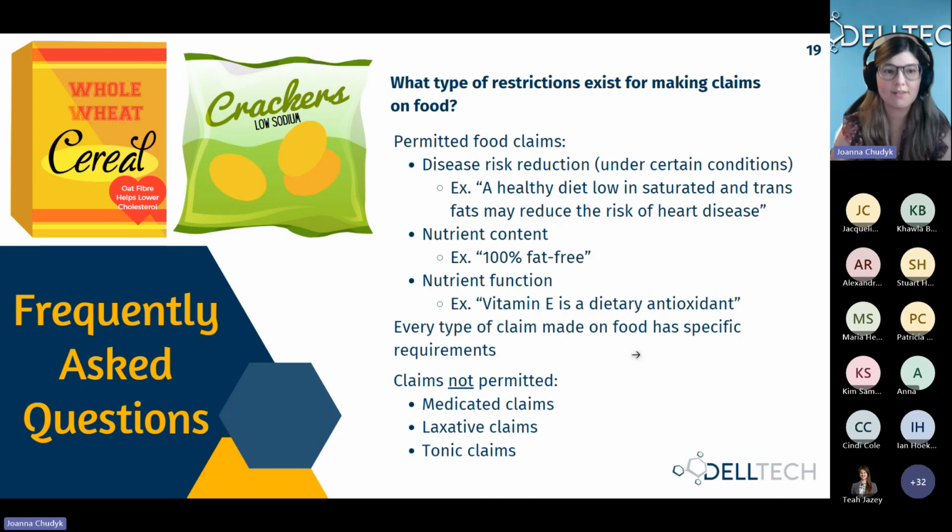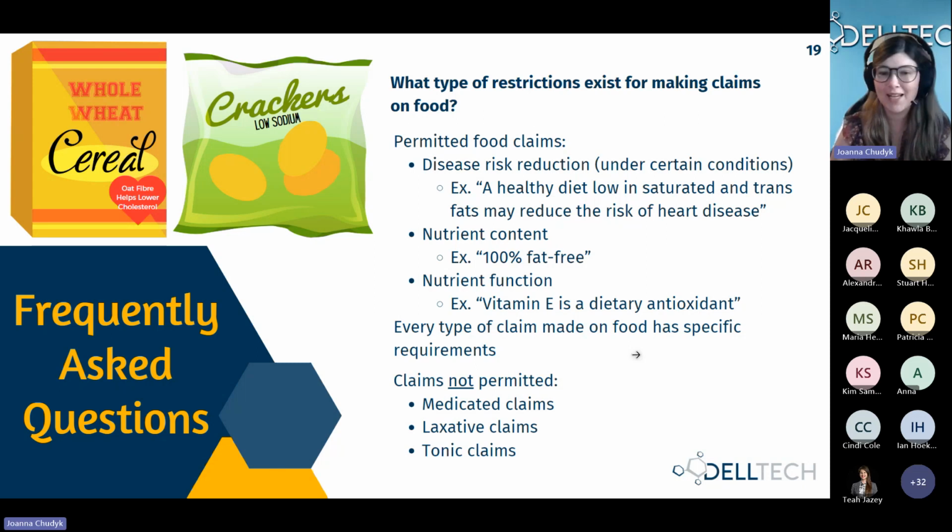with the regulations. And the last type of claim that's acceptable on foods are nutrient function claims. So the example I have here is vitamin E is a dietary antioxidant. So if you have any beneficial nutrients in your product that you want to call out, there are restrictions associated with these claims as well, but as long as you meet those conditions, you can make those types of claims on your label.